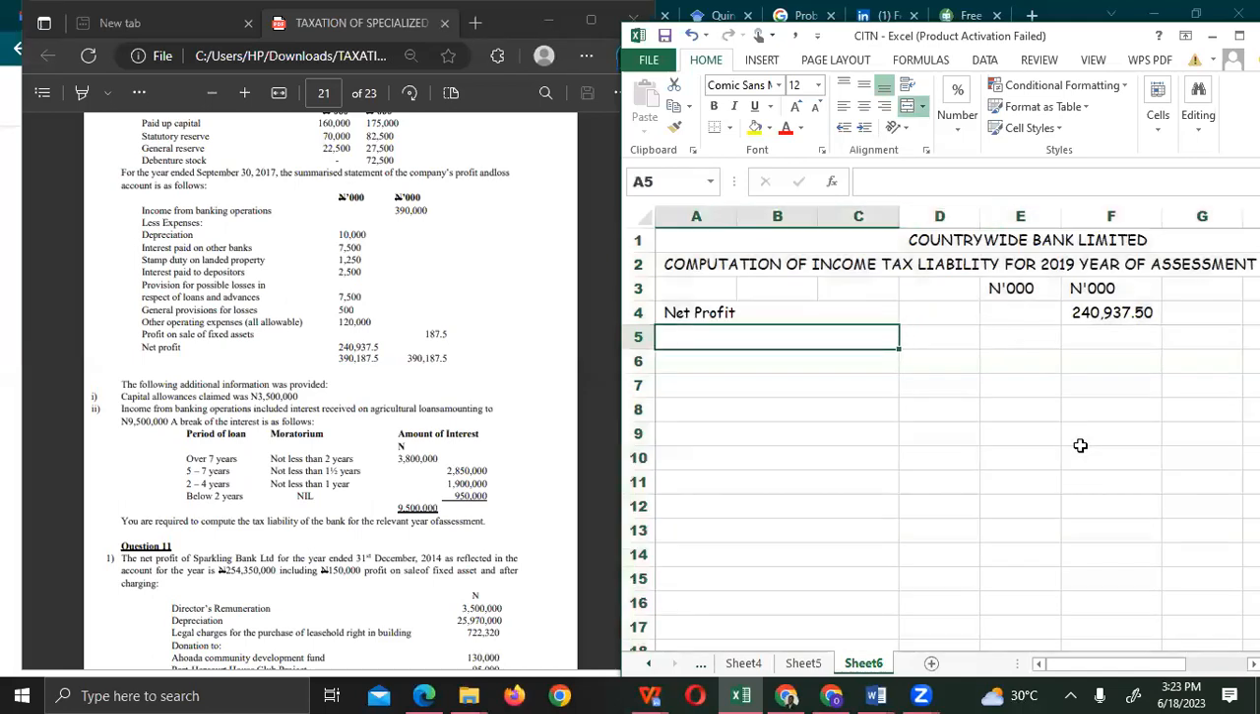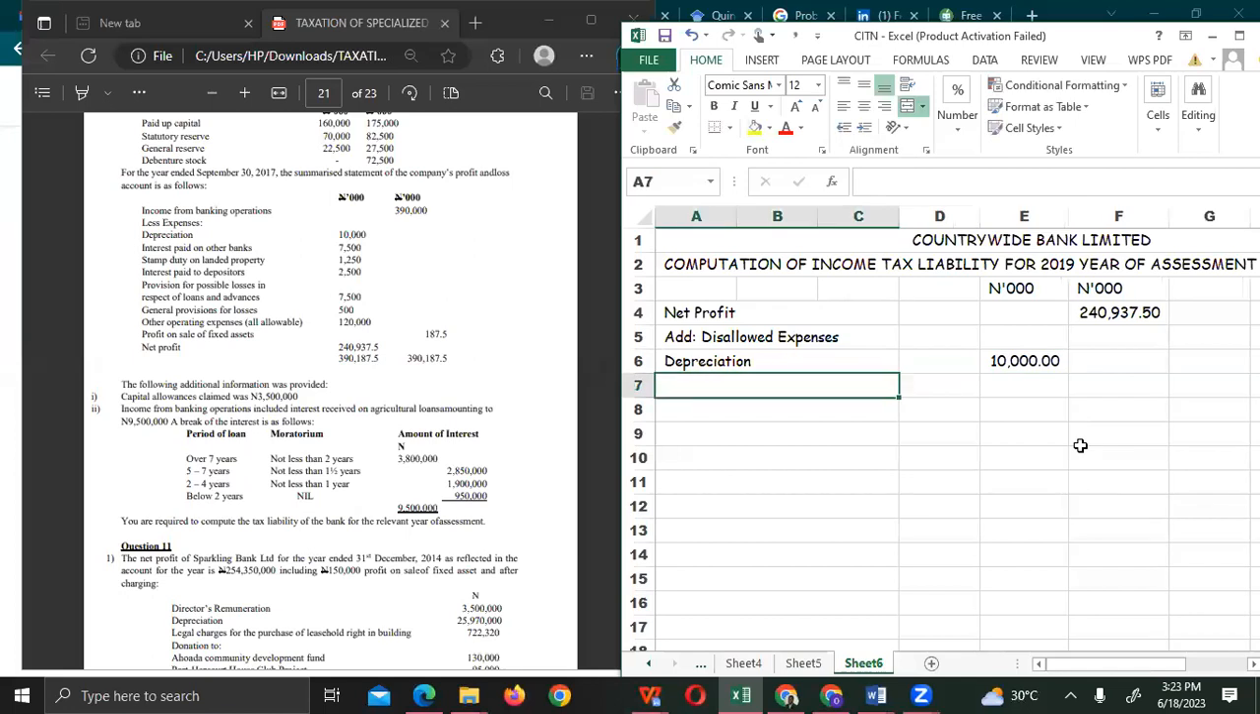So net profit, right? We've determined the net profit. So add disallowed expenses, right? So let's check. We have depreciation here. So depreciation is disallowed. Let's take that out first, right? We have stamp duties paid on landed property. Do you understand?